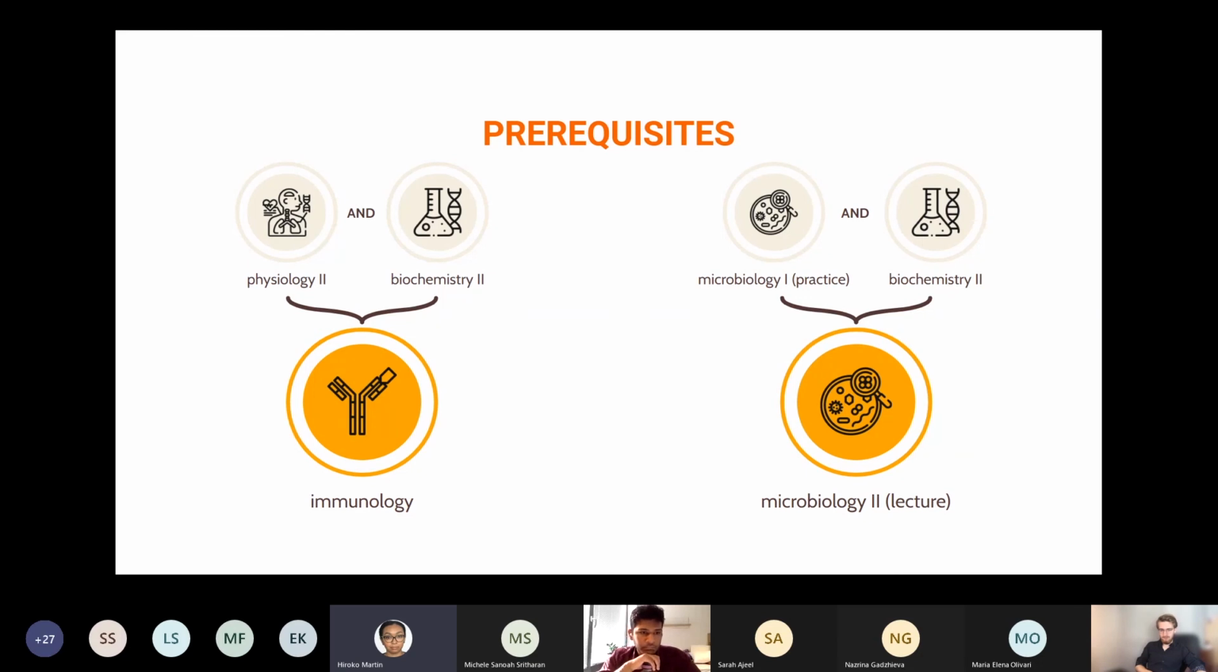So obviously, physiology and biochemistry are probably the 2 biggest exams that you need to stay on track for clinical years. But in any case, if you still have anatomy and histology, then those are far more important to take care of than physiology and biochemistry right now. So just to continue. In order to enroll in immunology for the 5th semester, you need both physiology 2 and biochemistry 2. You need to complete the lectures, practice, and seminars for both of these.